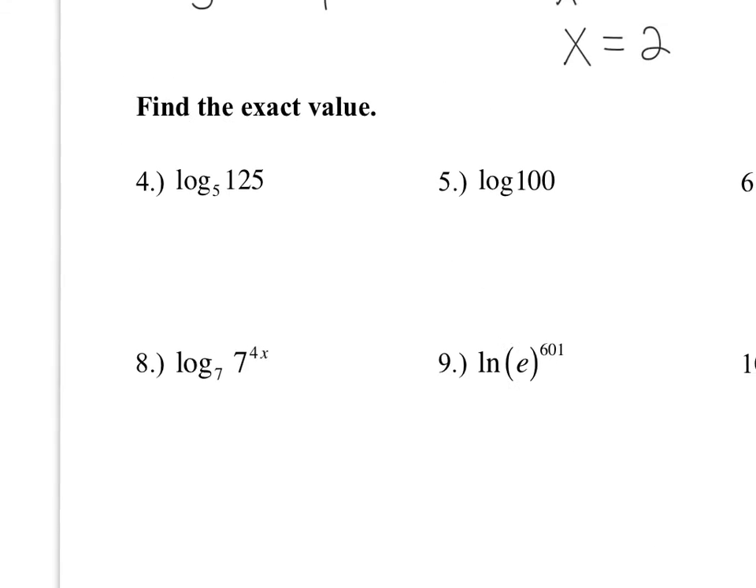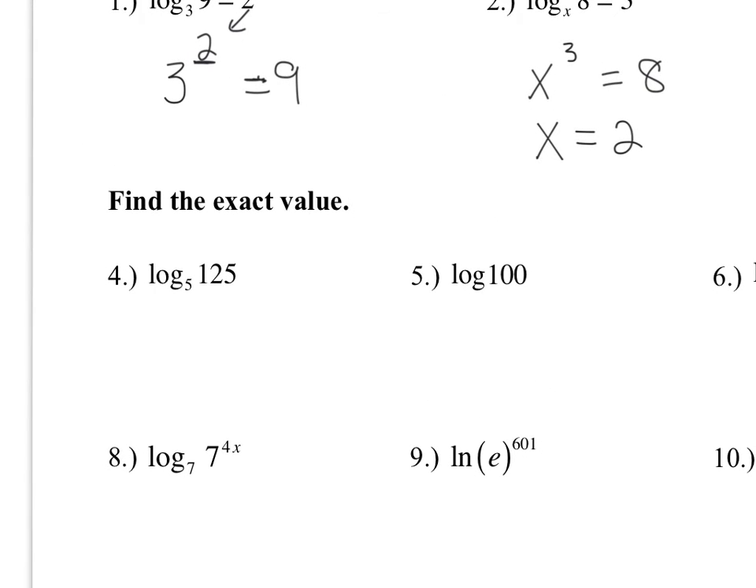So let's go back up here to number 4. So I have a base of 5. So to make this easier, I'm going to rewrite the number 125 so that it's going to be 5 to some power. Because if I have the base to be 5, I can make that 5 to the 3rd power, because 5 cubed is 125. And then that follows the pattern that we just did. So that would just be 3, would be your final answer there.